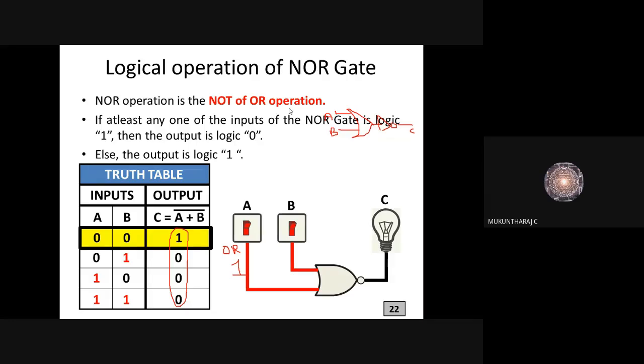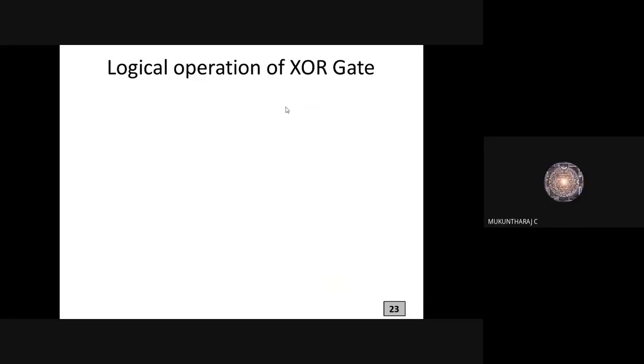Any doubts so far? We have discussed the AND gate, OR gate, NOT gate, NAND gate, and NOR gate. Among these 5 gates, is there any doubt? No, sir. Okay. If anybody has a doubt, you can type in the chat. Then we move on.